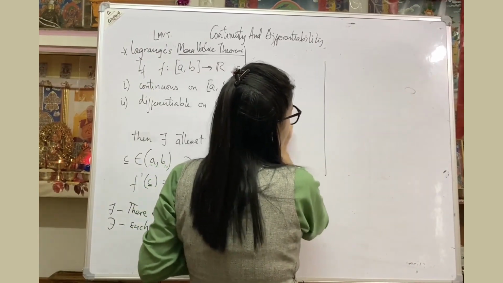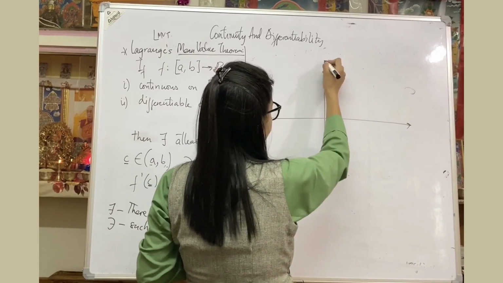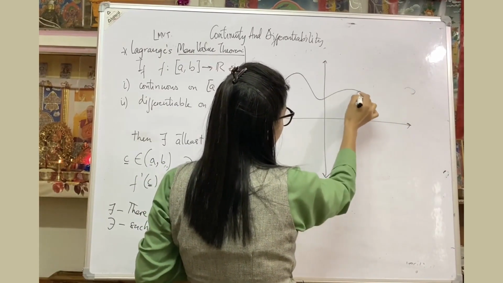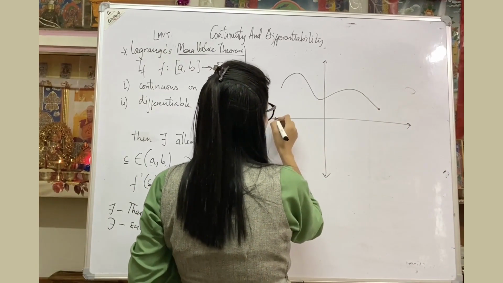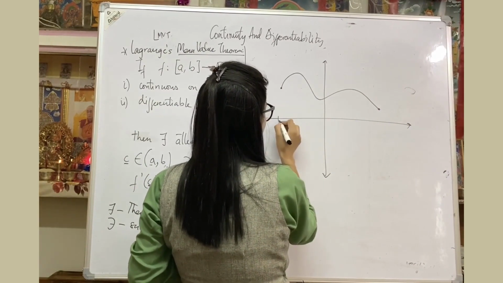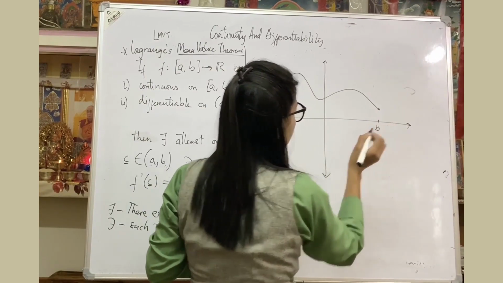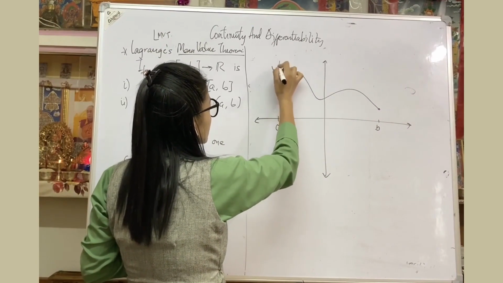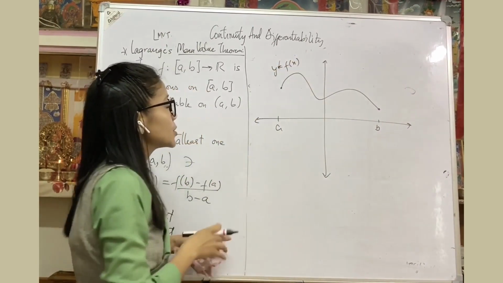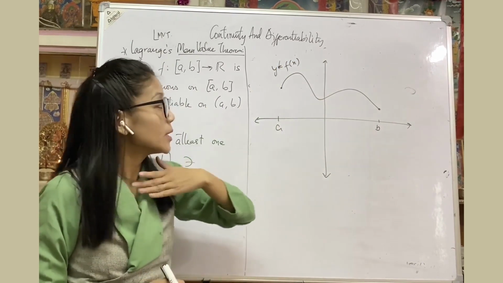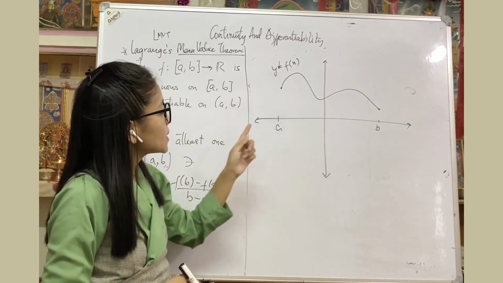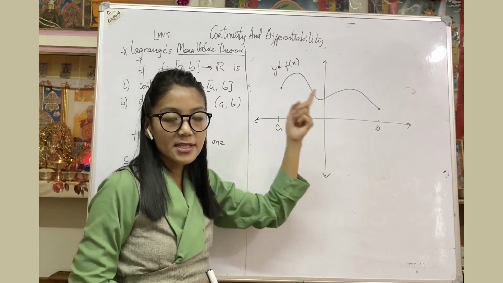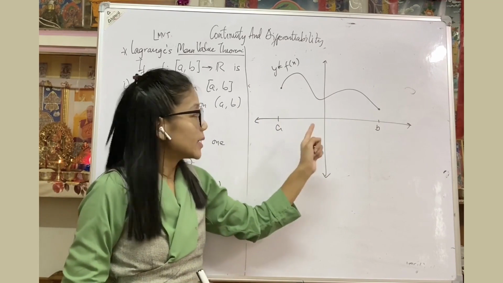I'm going to take a Cartesian plane, and let me take my function as any curve, considered in the interval AB. Let this function be y equals f of x. So this is the curve of this function, and you can see this function is continuous in the closed interval AB and differentiable on the open interval AB, right?